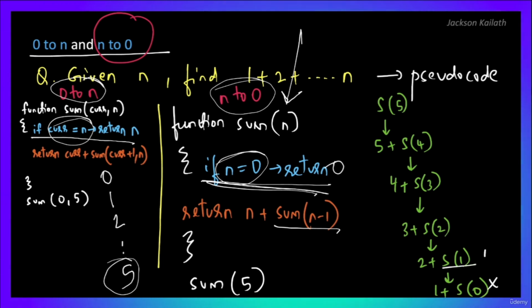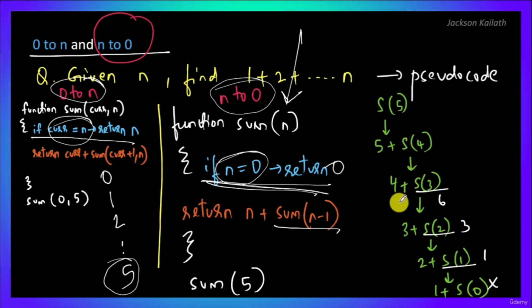So this is going to be 1, and this is going to return 2 plus 1, which is 3. So S of 2 is going to be 3. Now S of 3 is going to be 3 plus 3, which is 6. S of 4 is going to be 4 plus 6, which is 10. And S of 5 is going to be 5 plus 10, which is 15.